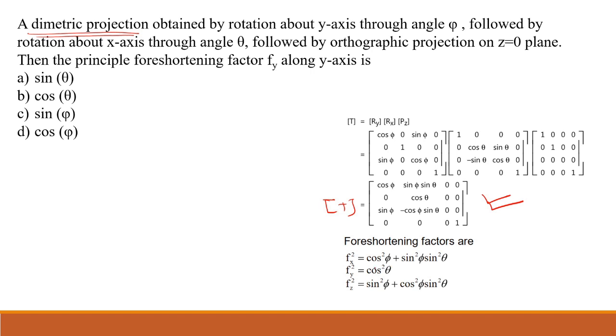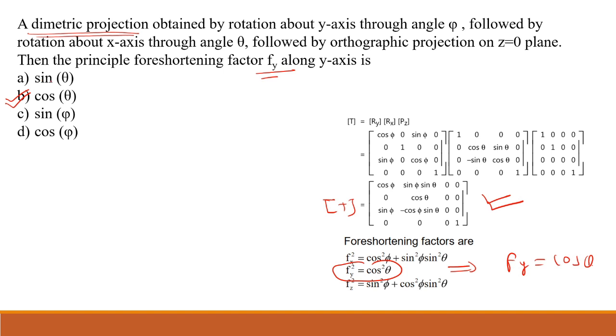In this case, what is the formula for the foreshortening factor in the y direction? That is fy squared is equal to cos squared theta, and that will give the result fy is equal to cos theta. So what is the value of fy? That will be cos theta. So in this way option B will be the correct.